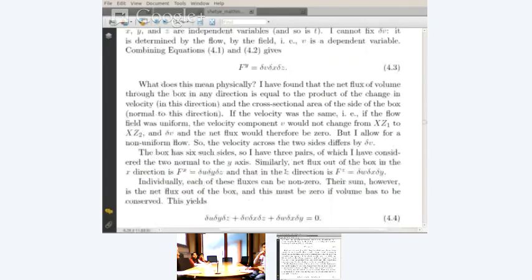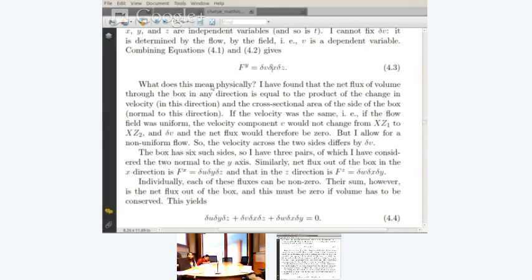So what does this mean physically? I found the net flux of volumes through the box in any direction now, because the same thing will repeat for the other directions. It is just that if I were to look at Fx, delta X will be replaced by delta Y, and delta V will be replaced by delta U. So the velocity component of interest will be the one given by the superscript, because that decides the axis to which these faces are perpendicular, and the other two sides will contribute to the area of that side.